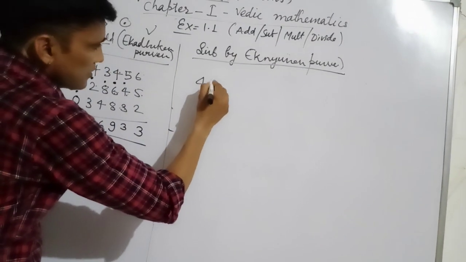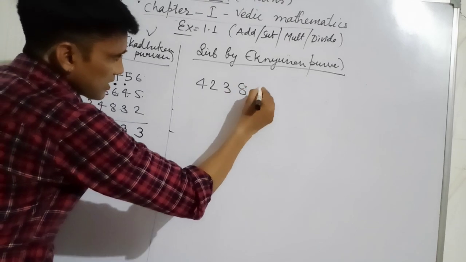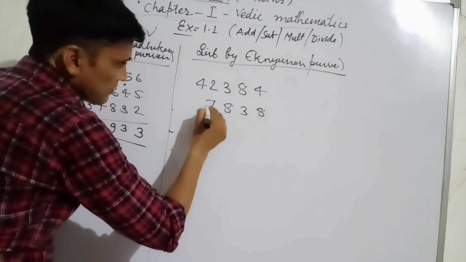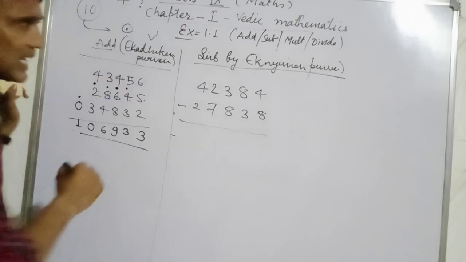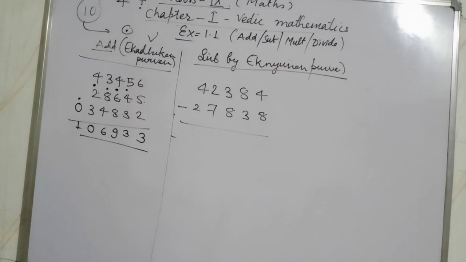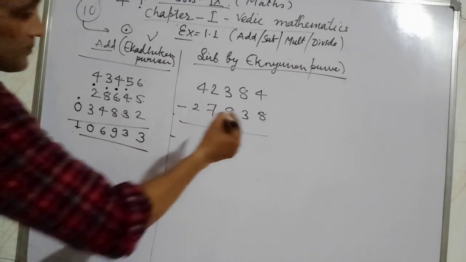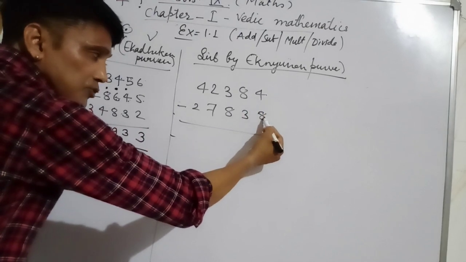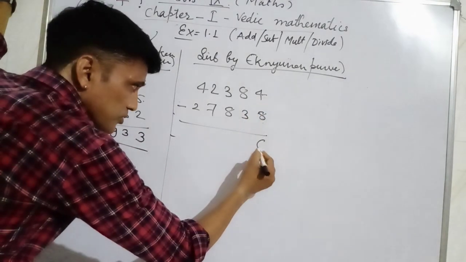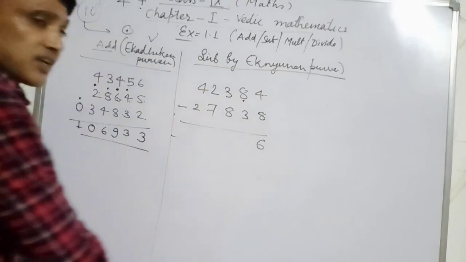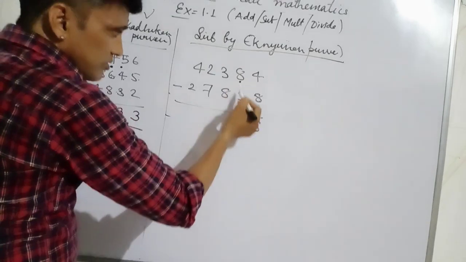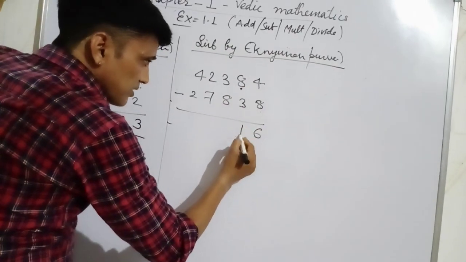Suppose that 4, 2, 3, 8, 4. You want to subtract 8, 3, 8, 7, 2 by Ekanyunena Purvena. You have to say here, if 8 is not subtracting from 4, the Param-Mitra of 8 is 2. 2 plus 4 is equal to 6. Put a dot under the next digit. Now this is not 8, this is 7. 3 subtracted from 7, remaining 4.